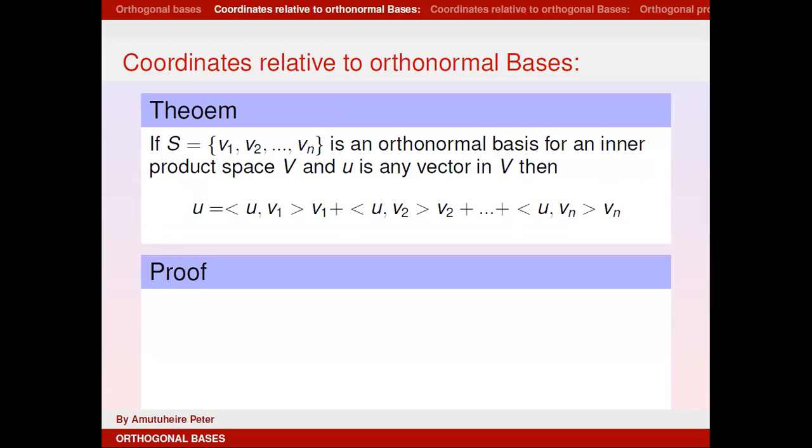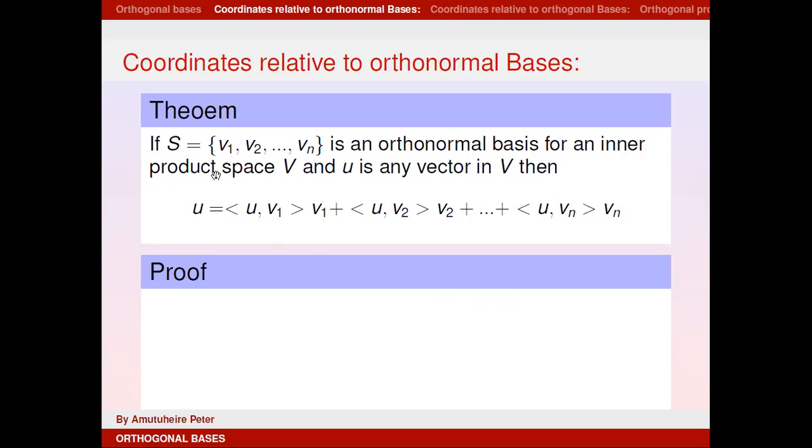Okay, so next we look at the theorem. This theorem is going to tell us how we can get a coordinate relative to an orthonormal basis. In chapter 2, we looked at how we can get coordinate vectors relative to a basis, and the change of basis. But now that we are talking about an orthonormal basis, we want to look at the coordinate relative to that.